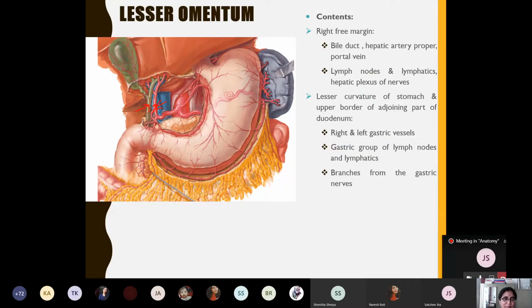Along the lesser curvature, this is the right gastric artery. This is the left gastric artery. Yes, right and left gastric arteries. Along with the artery there will be veins. So right and left gastric vessels.